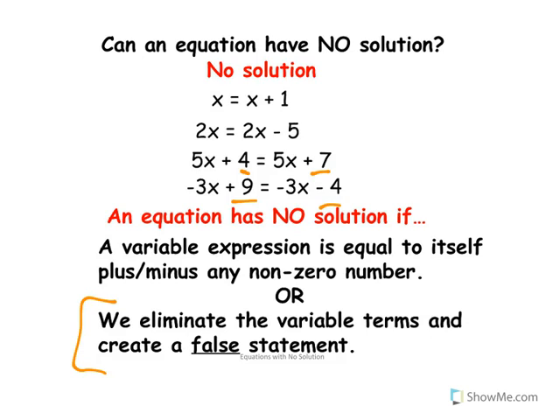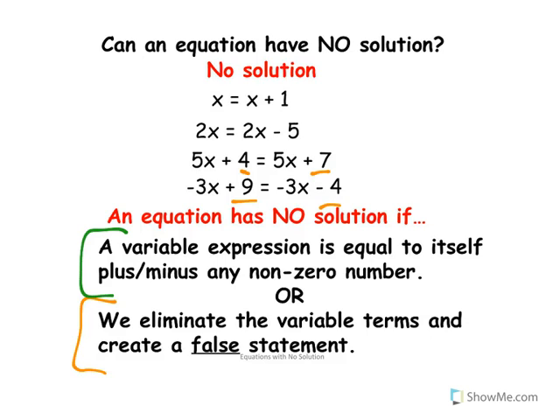So we can do this in a couple ways, right? My quicker students, the students that pick up on things faster, are going to be able to look at a lot of these and say, okay, I've got the same variable expression, but I have a different constant. That's why it says plus or minus any non-zero number. That's just a constant. And for some of us, it's going to take a lot of time.